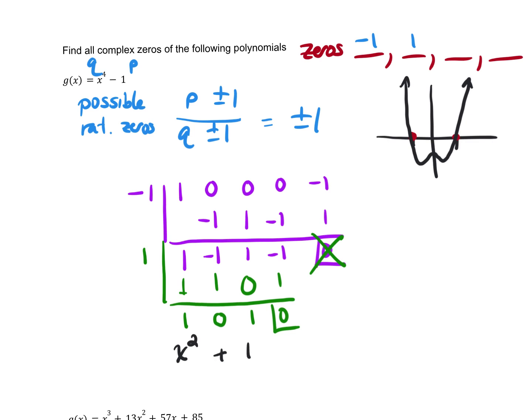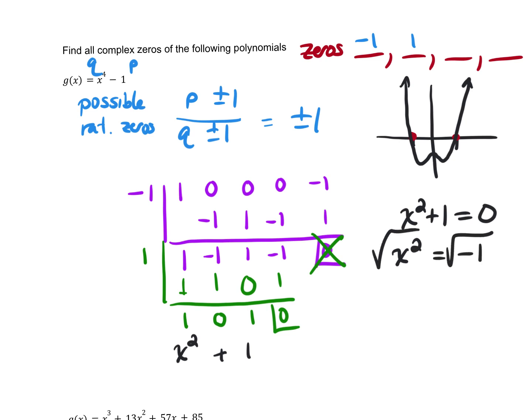So my other 2 zeros are hidden in this quadratic. So I'm going to figure out when x squared plus 1 equals 0. Now, you can do this lots of ways. You could do quadratic formula. It's not the way I would prefer to do it. I would prefer just to subtract 1 from both sides and then take the square root.